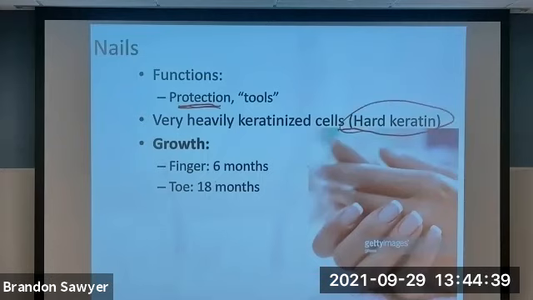The growth cycle in these varies a bit. Fingernails take about 6 months to grow completely from no nail to a full nail, whereas toenails take much longer, about 3 times that length. So you may have noticed you have to clip your fingernails more often than you do your toenails, and they are on a different growth cycle.